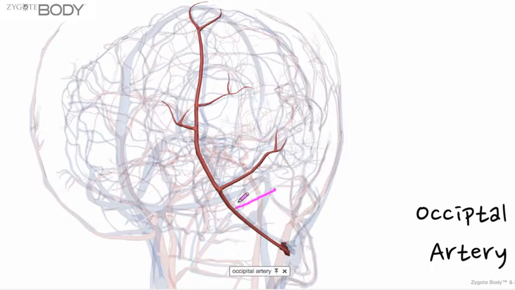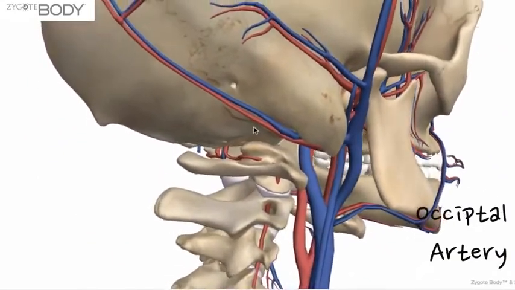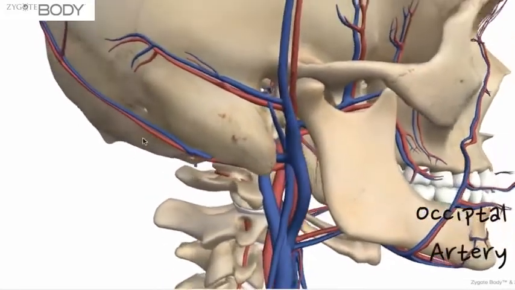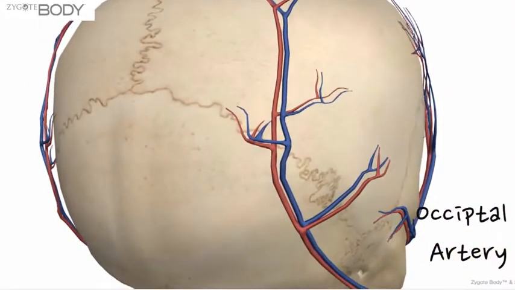So I'm just going to point at it. Right here at the tip of the arrow is the occipital artery, and as you can see, it runs along the posterior aspect of the skull. On the posterior aspect, as you can see, as I'm rotating, we were looking at it anteriorly before, and now once we rotate it and look at it from the posterior aspect, you can see the occipital artery running along the posterior aspect of the skull and also giving off branches.